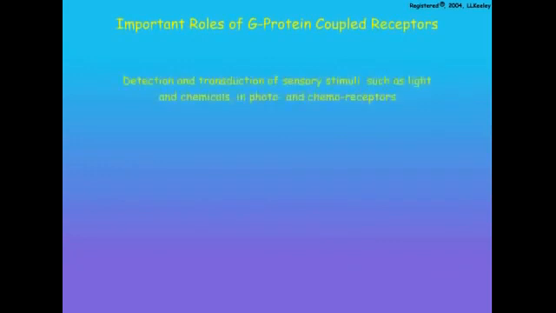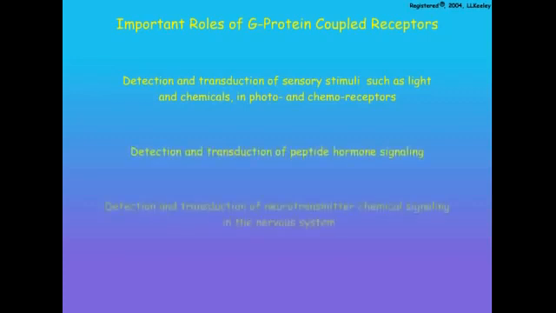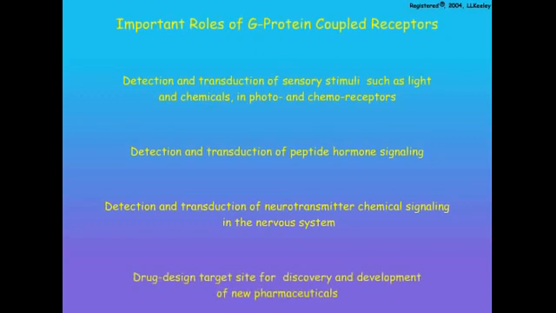G-protein coupled receptors are involved in numerous physiological actions, including sensory responses to light and chemicals, as well as responding to peptide hormones and other signaling chemicals such as neurotransmitters that convey extracellular information. Because of their widespread use by cells for signal transduction, G-protein coupled receptors are important targets in the development of new pharmaceuticals for medical treatments.